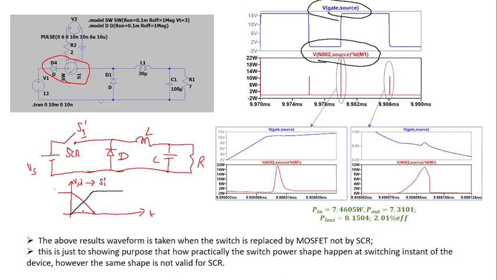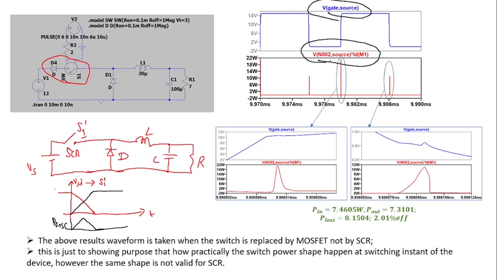We have assumed a linear shape because we don't know how the practical device will behave at the time of the switching instant, let's say at turn on and at turn off. So for now, we can say the power loss is triangular in nature. This is the switching power loss.